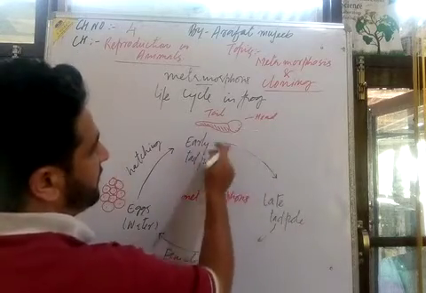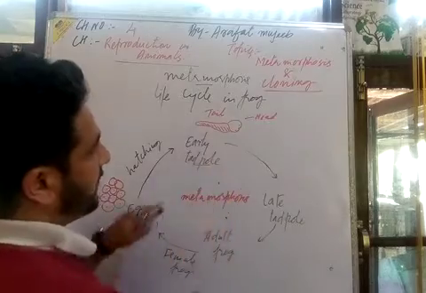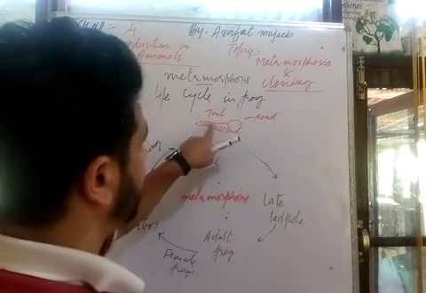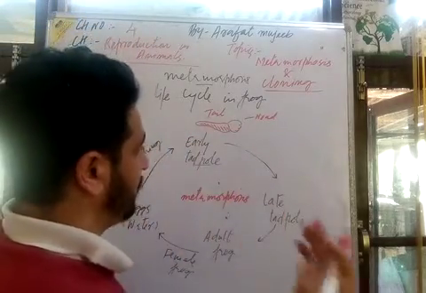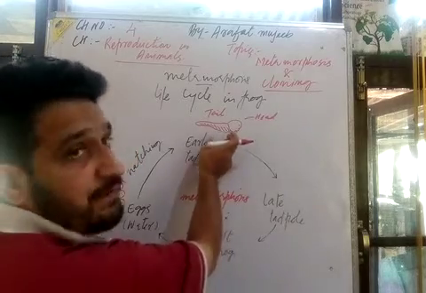This fish, it is the early tadpole. आप इसका morphology देखिए. It has a tail for swimming purposes. It has an aquatic mode of life.